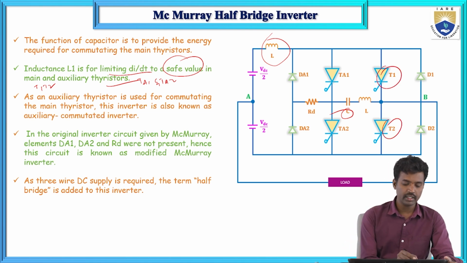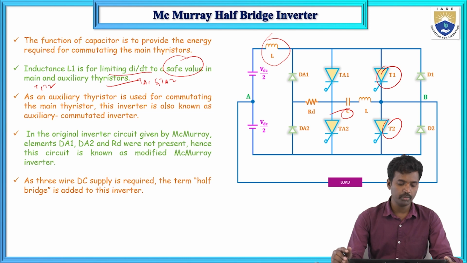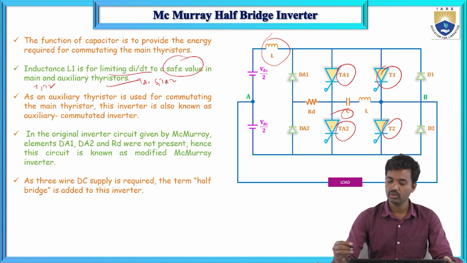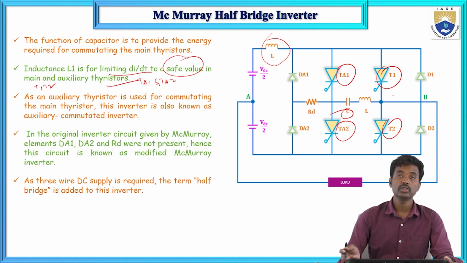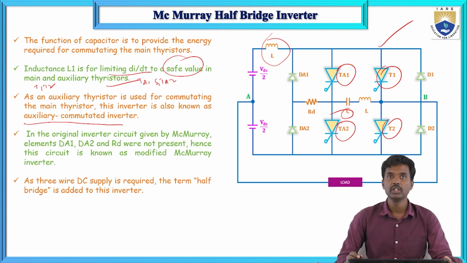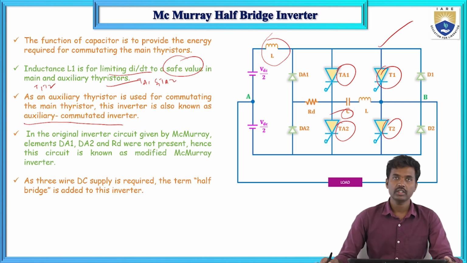And the auxiliary thyristors are used for commutating the main thyristors. To turn off T1 and T2, we are using the auxiliary thyristors for commutation. Because of this reason, this is an auxiliary commutated inverter. This bridge is known as an auxiliary thyristor inverter.